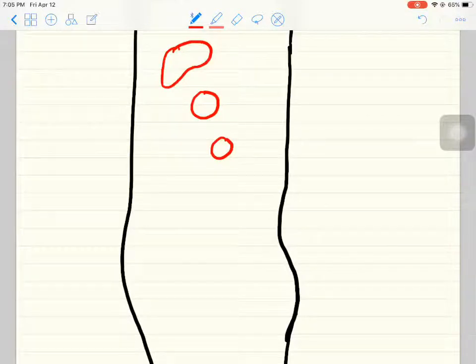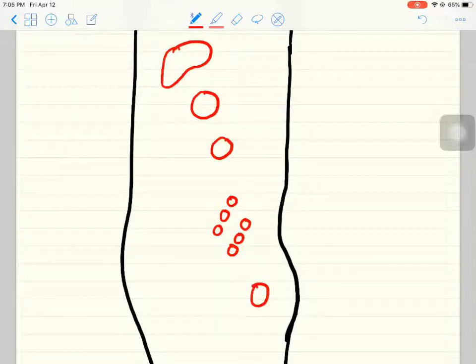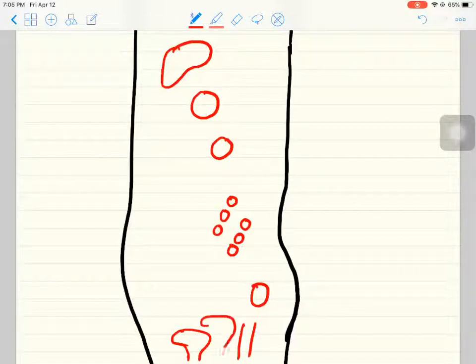Then we have the small intestine. These are the lumens we can see in the sagittal section. The sigmoid colon, rectum, urinary bladder, and in the female, the uterus.